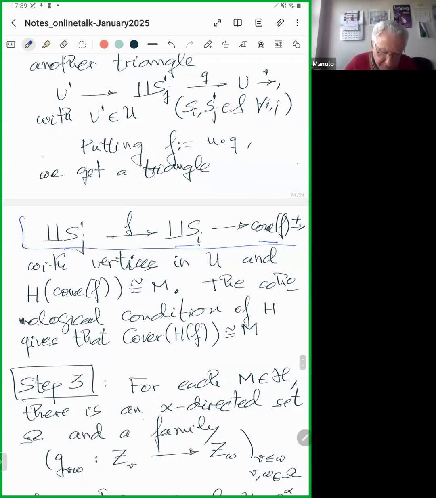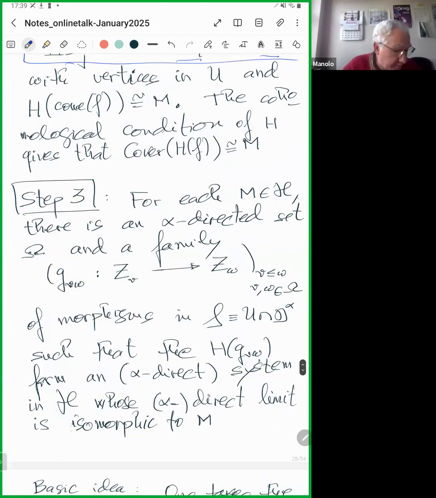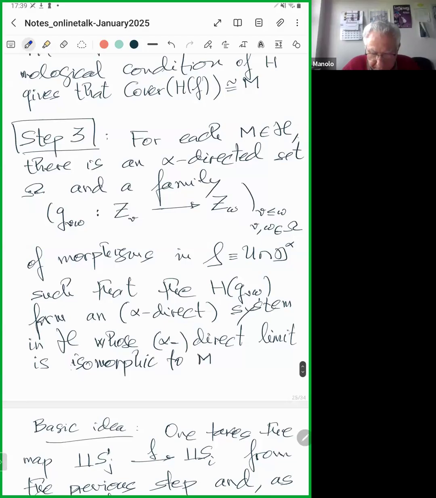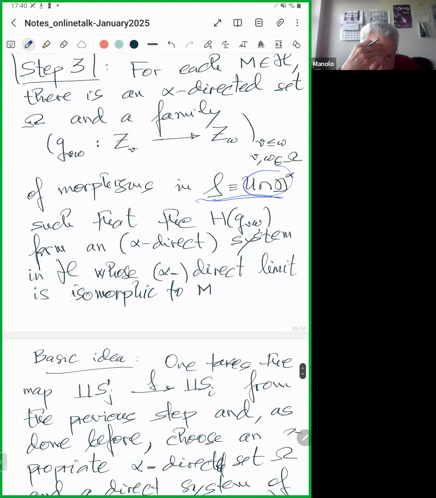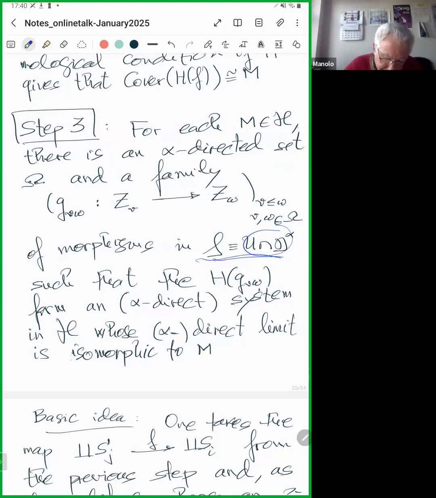Right? Okay. Step 3: for any M in the heart, there is an alpha-directed set, omega, and a family of morphisms indexed by pairs nu less or equal than omega, morphisms in S, in the skeleton of this subcategory of alpha-compact objects in the I, such that when you apply the cohomological functor H, it becomes an alpha-direct system in H. So this need not be a direct system of morphisms in the ambient triangulated category, but when you apply H, it becomes an alpha-direct system in H, and whose alpha-direct limit is isomorphic to M.